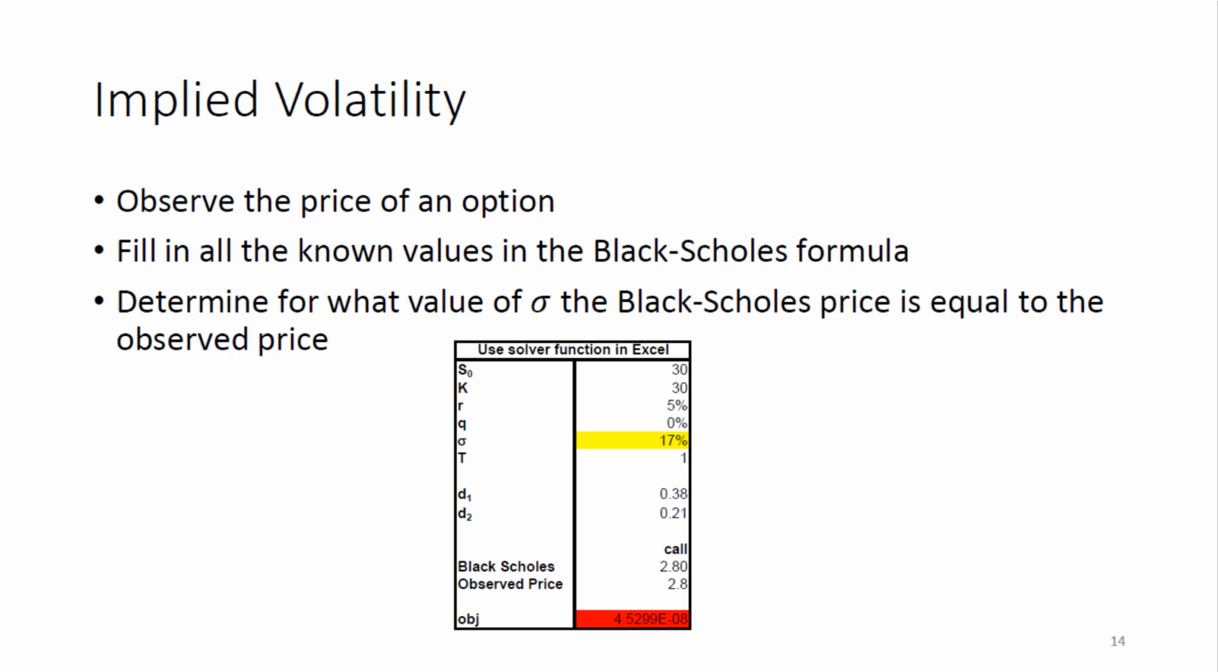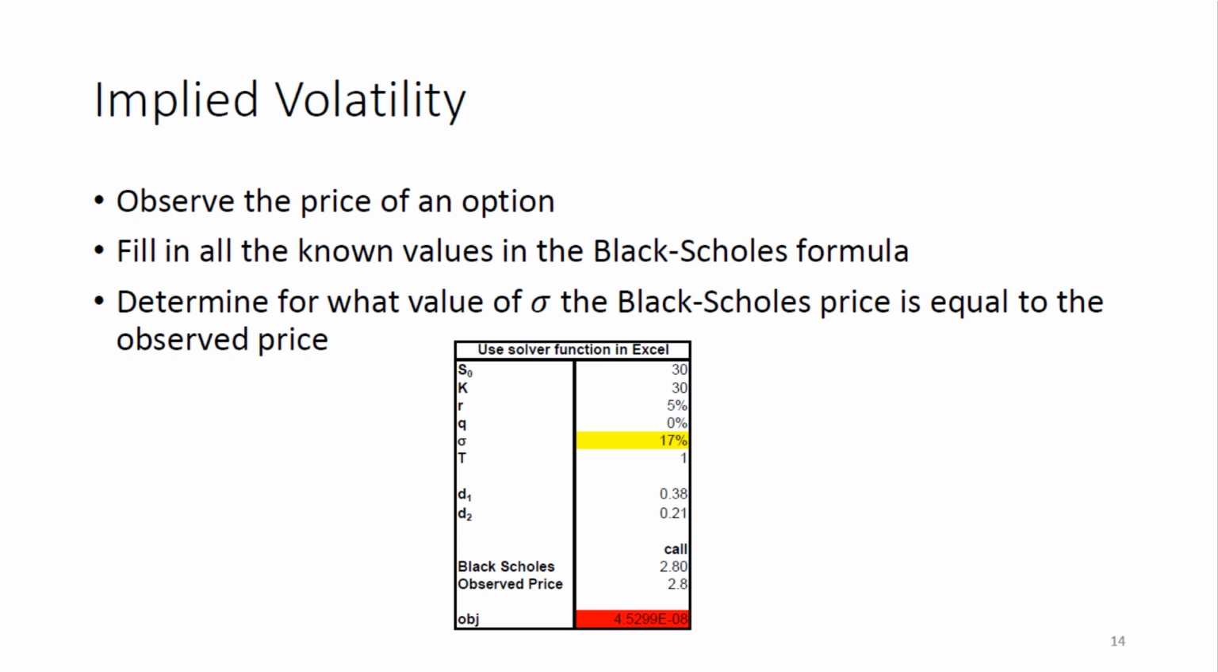The dividend yield is 0. Then the sigma, you see in yellow, it's the number that I need to determine. And the remaining time to maturity is 1 year. I calculate the D1 and the D2 as elements for the Black-Scholes formula. And I see the Black-Scholes price of 2.8 and I see the observed price of 2.8. And at the bottom you see the objective that I try to minimize, try to set equal to 0.